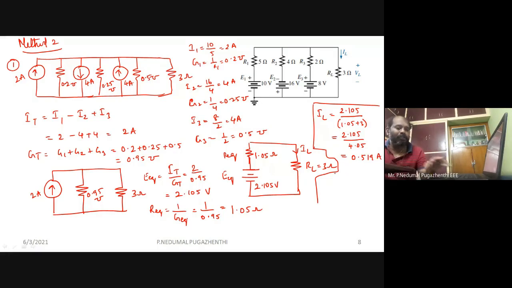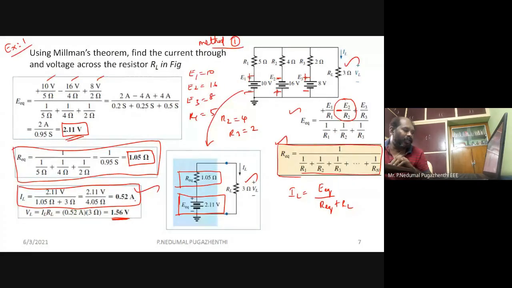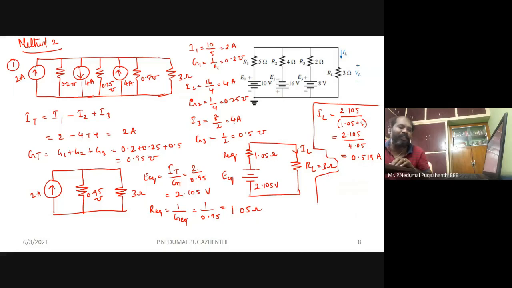0.519 amperes. What is that value in the previous case? In the previous case, the current IL is equal to 0.52 amperes. Here you are getting 0.519. Mostly the same. So obviously your voltage VL is equal to what? IL into RL. So it is equal to 0.519 into 3. Tell me, 0.519 into 3, 1.559 volts.